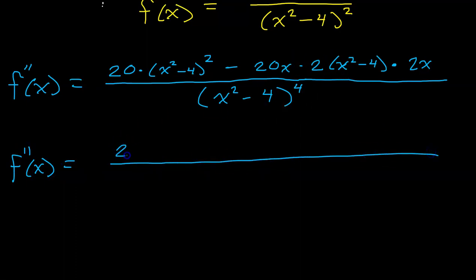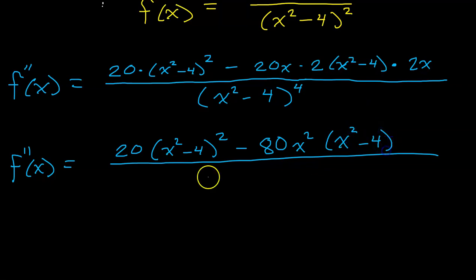Okay, so I think for now I'm just going to leave this 20 times x squared minus 4 squared. But over here I've got 20 times 2, that's 40, times 2 is 80. So I'm going to have 80, and then x times x is x squared. And then I've got this x squared minus 4. And in the denominator, I have x squared minus 4 to the 4th power.